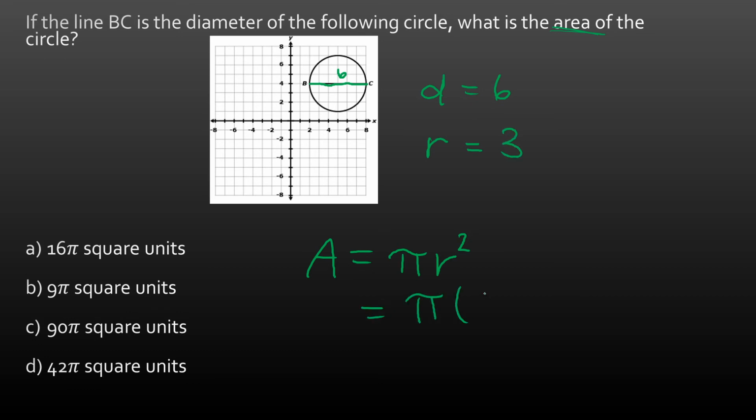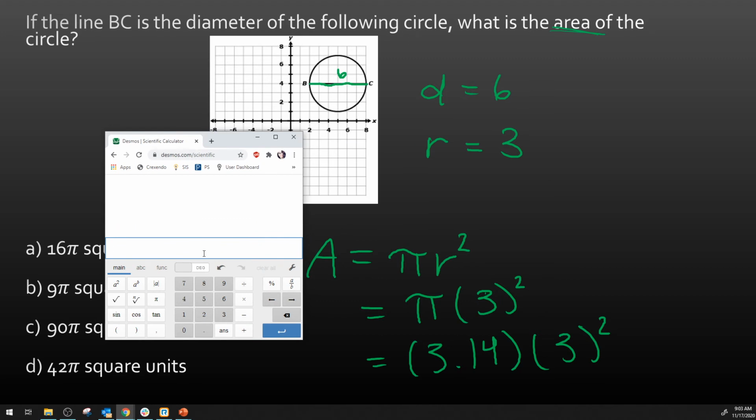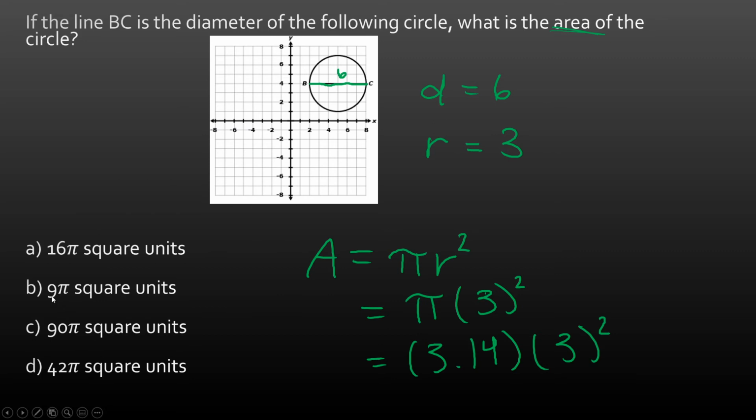So I'm going to have pi times 3 squared, which is 3.14 times 3 squared. And remember that 3 squared is 3 times 3. So at this point, I know all my numbers, so I can pop them into my calculator. Actually, I don't need to, because if I look at my answer choices, I have them in terms of pi, meaning all I need to do is multiply out my radius, and then attach my pi to it. So 3 times 3 is going to give me 9 pi.